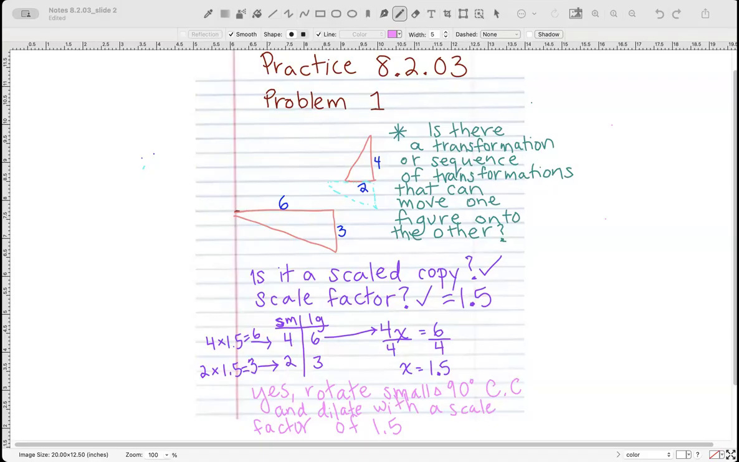Okay, so this problem is also from practice. Well, it's the same video, so yeah, we're doing another problem from practice 8.2.03. And this is problem number 2, slide 3. It is asking you the same question. So is there a transformation or sequence of translations, rotations, reflections, or dilations that moves the figure onto the other?